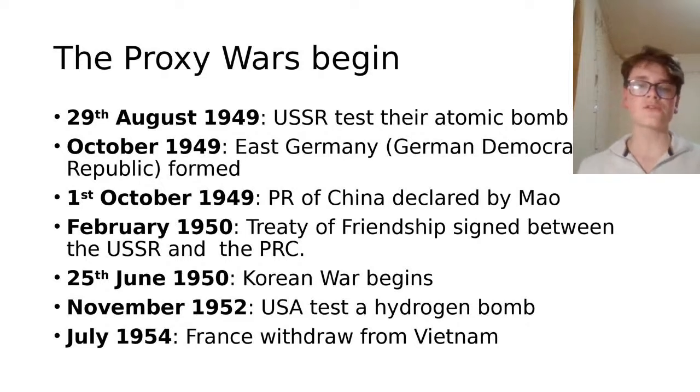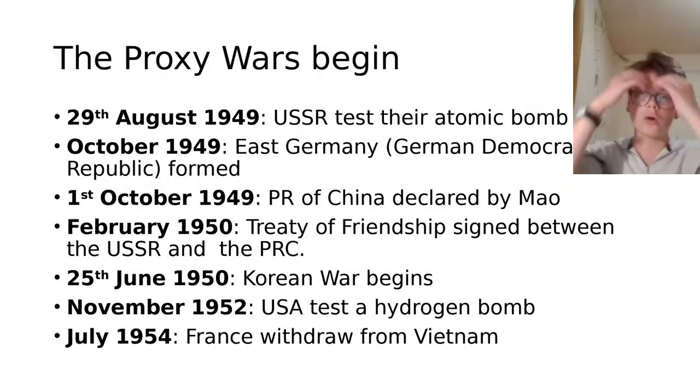And in February 1950, the Treaty of Friendship is signed between the USSR and the People's Republic of China. At this stage, the PRC is communist, which poses a threat for the USA. And on the 25th of June 1950, with support from USSR in the north, North Korea invades South Korea, thus beginning the Korean War.